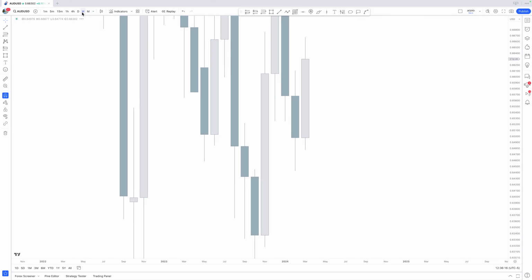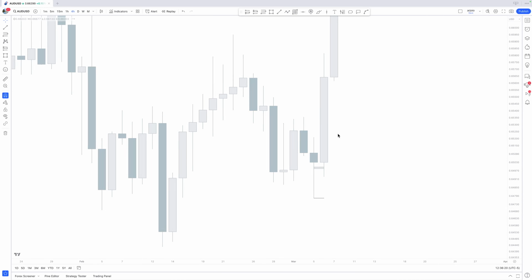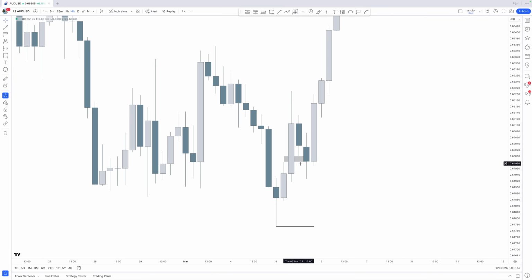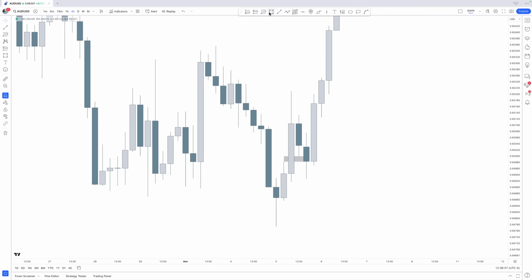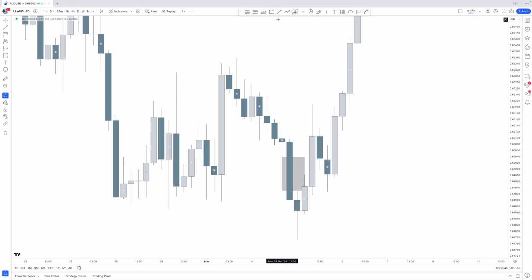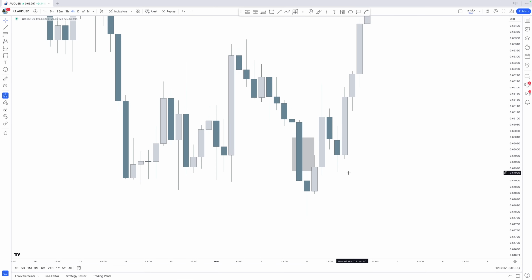So then when we work our way down, every single time frame right here is in context of the time frame above it, which is the first step to understanding why a fair value gap will hold or will not hold. Then the second step is the institutional story, because right here at this moment in time, this bearish fair value gap right there is also in context, meaning there is no daily fair value gap above it right there. There's no weekly fair value gap right above it. So why does that 4-hour fair value gap not hold?